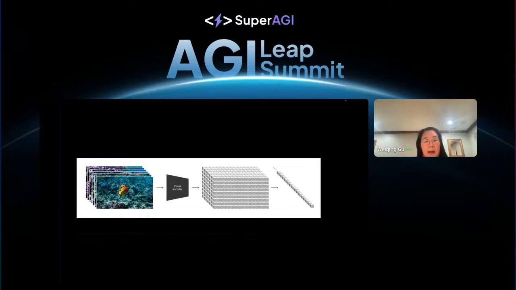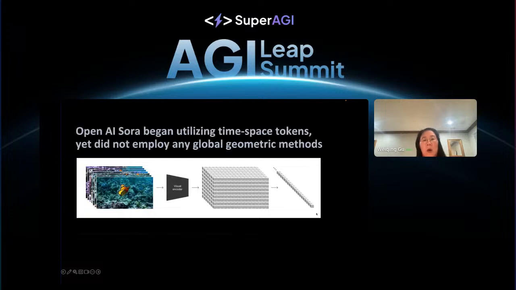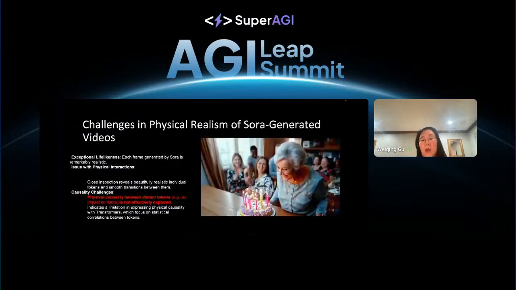Sora also handles time. It uses time-space tokens, uses a transformer, and a lot of other transformations use probabilities. But at last, you can see they are still pointing to a vector. That's a problem. So Sora actually utilized time-space tokens, yet did not employ the global symmetric method. So what does that cause as a problem?